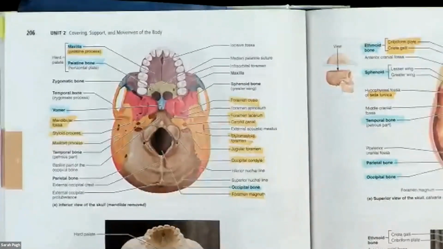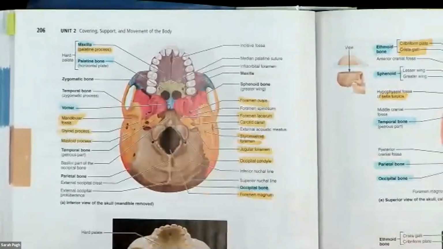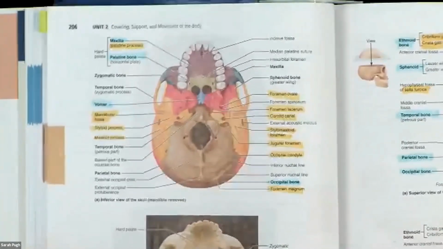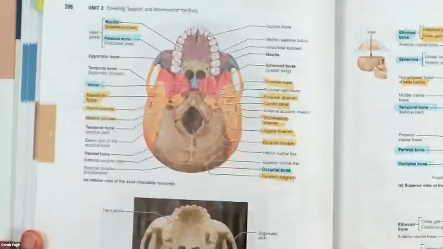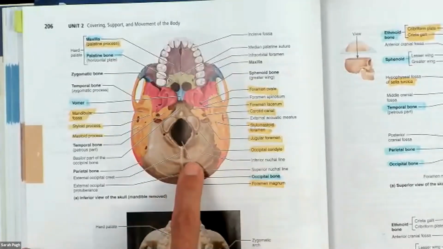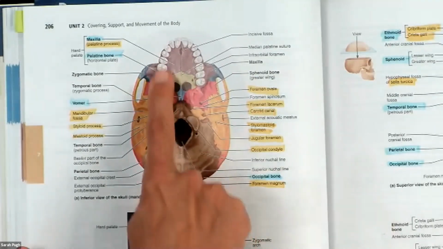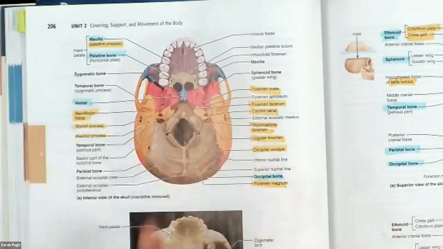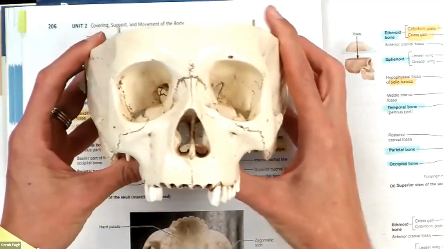All right, so we're going to skip over to the next page. In your textbook, it's page 206. Now we're still on the skull. Skull is going to have the most of these markings on it. This is looking at the skull from the underside. You can tell because you see teeth right here. And so I have a skull right here. This poor guy's missing lots of teeth.